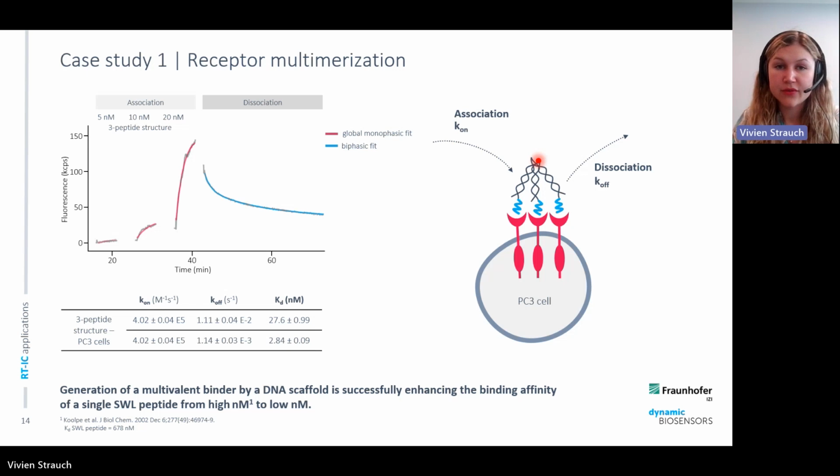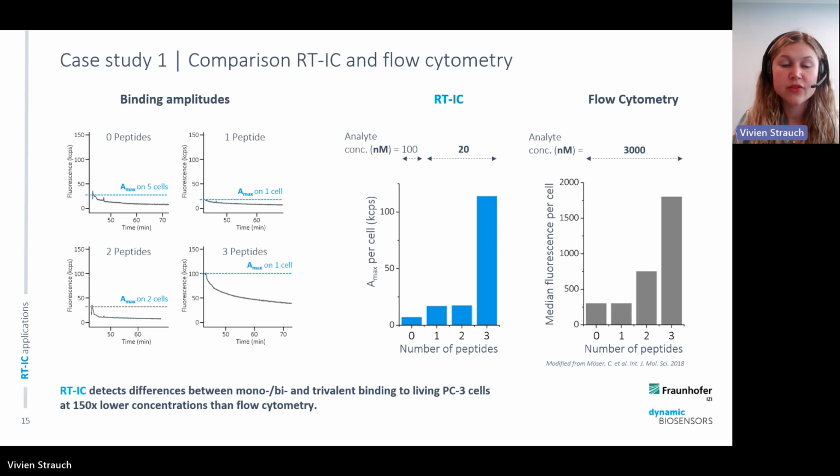But of course, we were also interested in the differences between the different valencies of these nanostructures. So we compared nanostructures containing no peptide, 1 peptide, 2 peptides, or 3 peptides. And these graphs now show you only the dissociation of the peptides. You see that for 3 peptides, we see the strong interaction that I've shown you before as a full kinetic, whereas for no peptide, 1 or 2 peptides, we don't see any binding. So we could clearly show the differences between mono and bivalent versus trivalent binding to the cell surface.